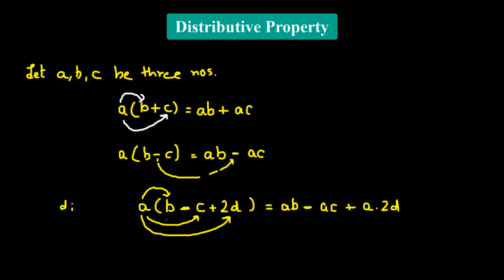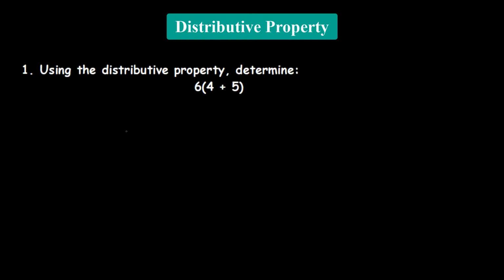So let's do one example. The first example that we're going to do will involve an arithmetic expression, and I'm going to show you how we can apply the distributive property to find the answer. In the first problem, we are provided with an arithmetic expression: 6 multiplied to the sum of 4 and 5. We have to use the distributive property and find its value.